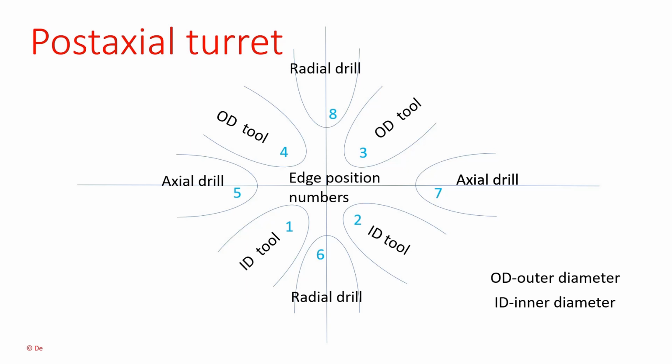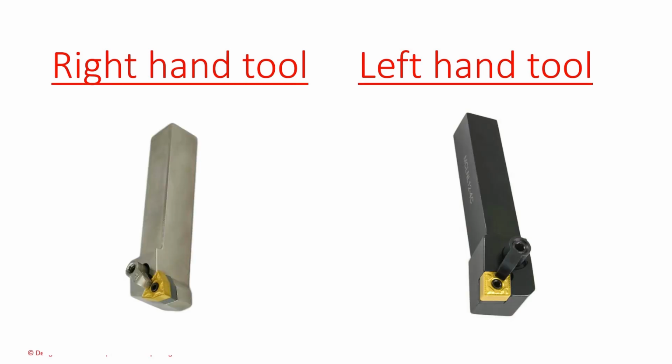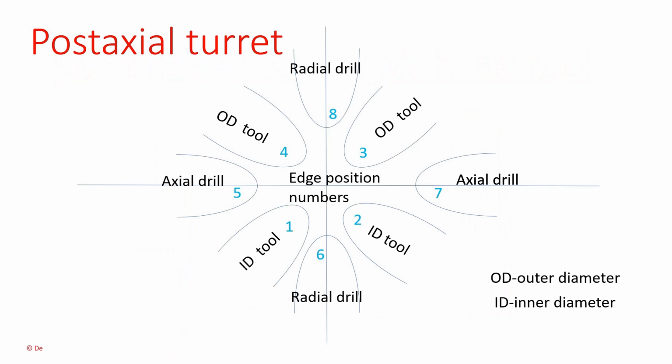In turning tools, we have two types of tools. They are the left hand tool and the right hand tool. A tool that moves from right to left is called the left hand tool. A tool that moves from left to right is called the right hand tool. In OD turning and facing operations, we use edge number 3. For ID turning, we use edge number 2.